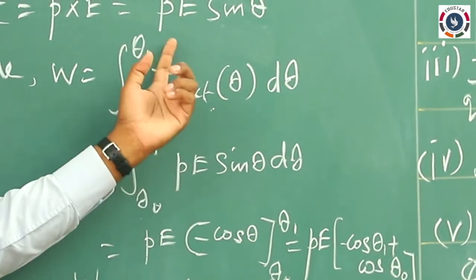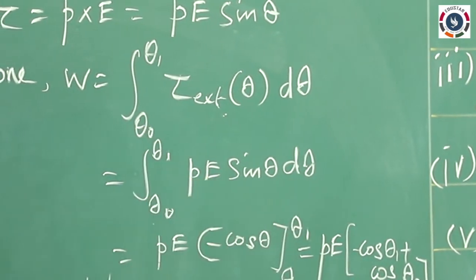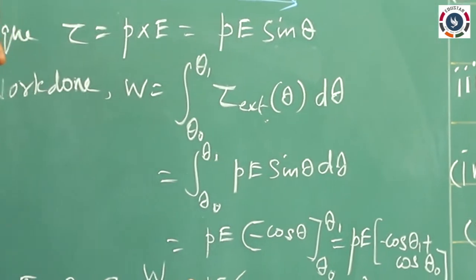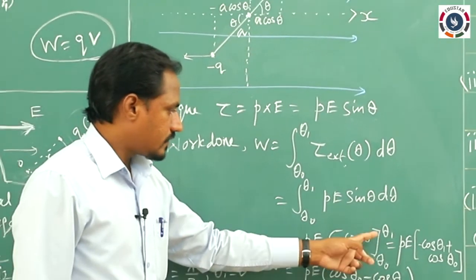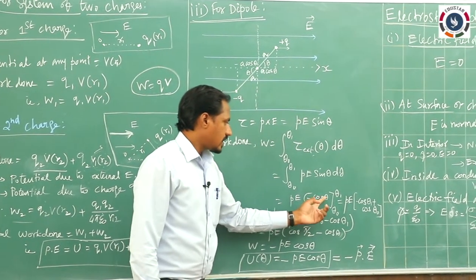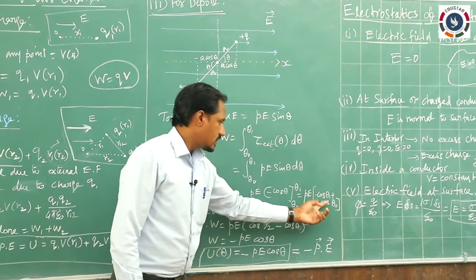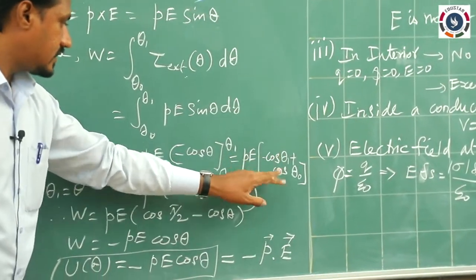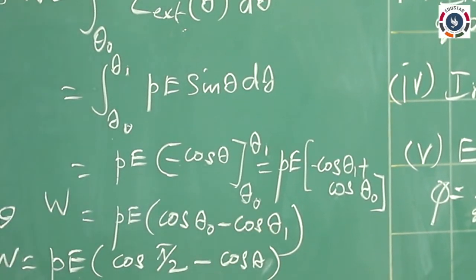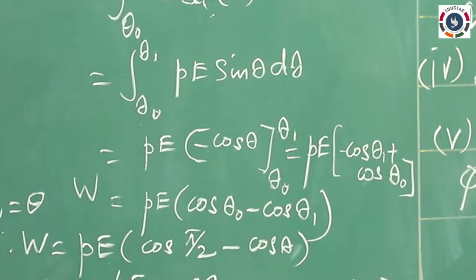So, torque can be written as PE sin theta into d theta. By integrating this formula, we know integrating sin theta will give minus cos theta. Applying the limits theta 1 and theta naught, we get minus cos theta 1 minus of minus cos theta naught. Simplifying and rearranging these two, we can write PE into cos theta naught minus cos theta 1. So this is the general formula for potential energy.